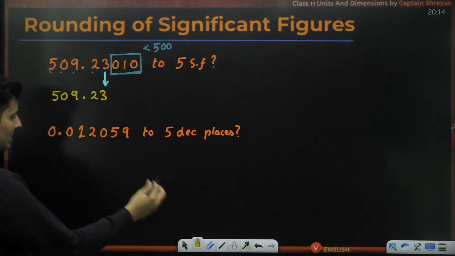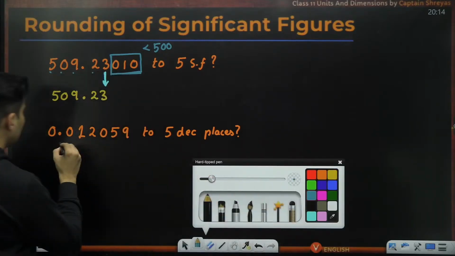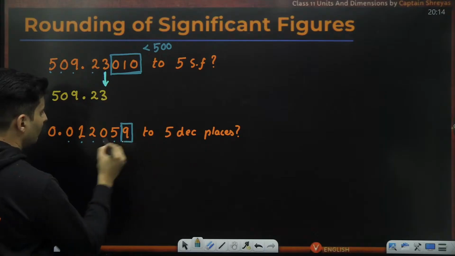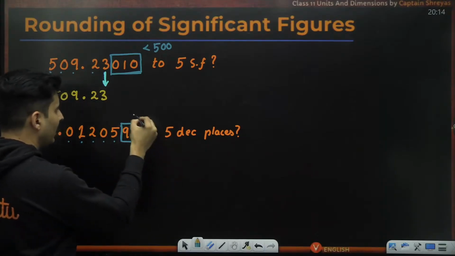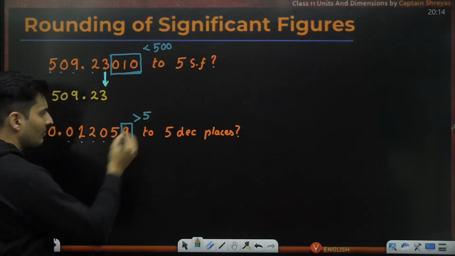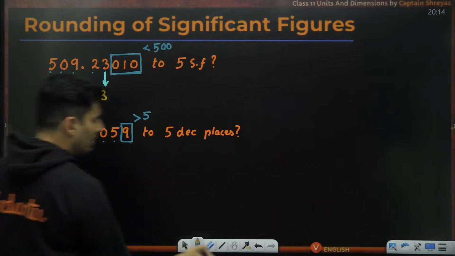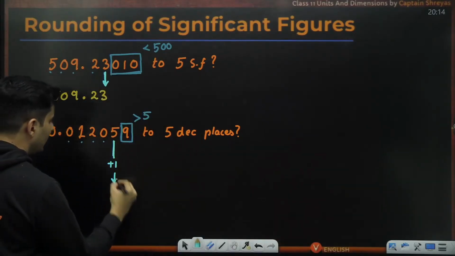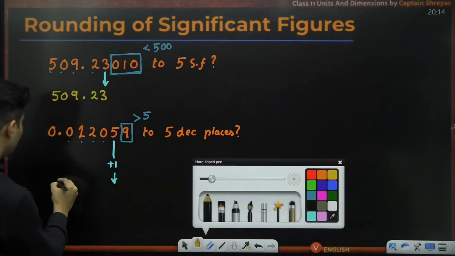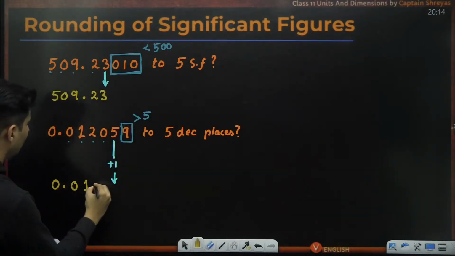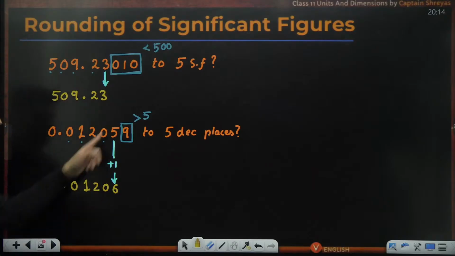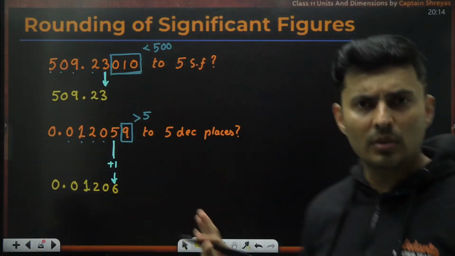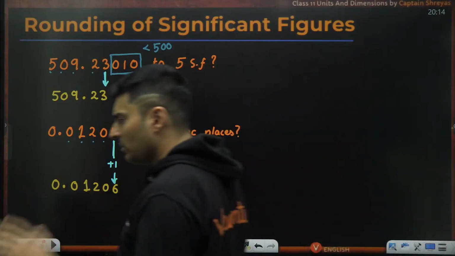Okay. What about this? 5 decimal places means 1, 2, 3, 4, 5. So I need to get rid of this number. So 9 will be compared with 5. Single decimal place. 9 is more than 5. So what shall I do? To the previous digit, I should add 1 and write it down. So that means it will be 0.01206. 5 plus 1 is 6. That is the answer. Simple. Understood how to round off anything to anything now? It's not a big deal.